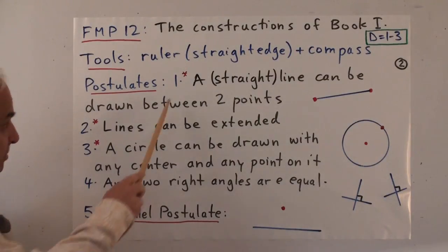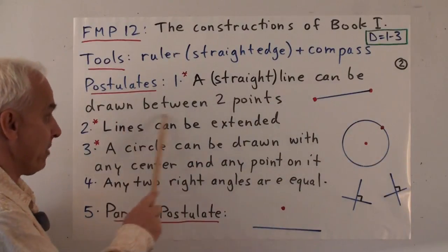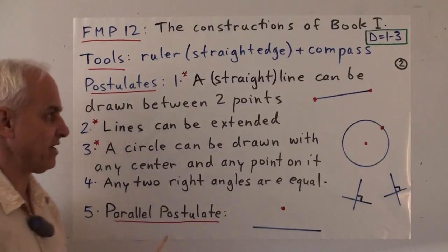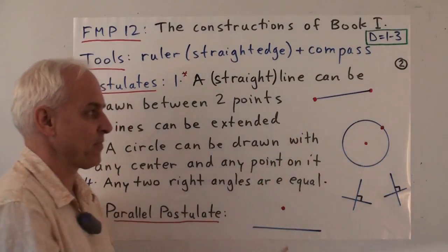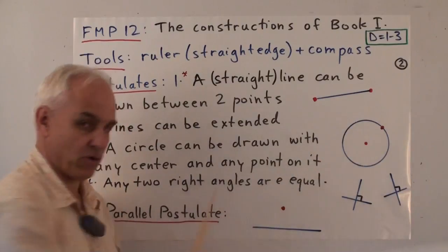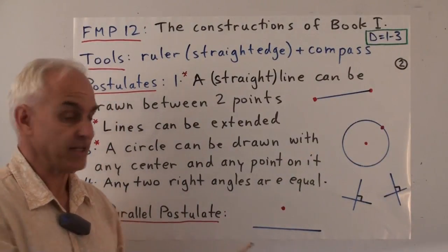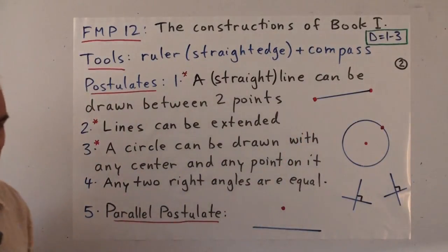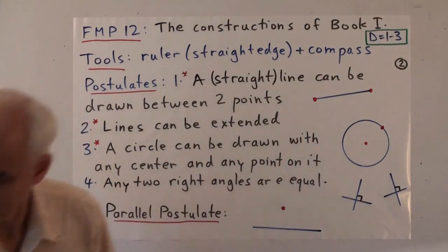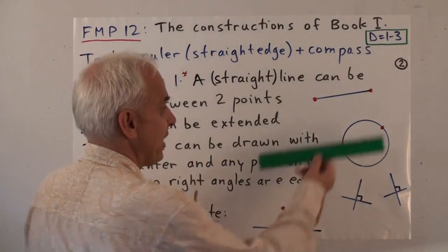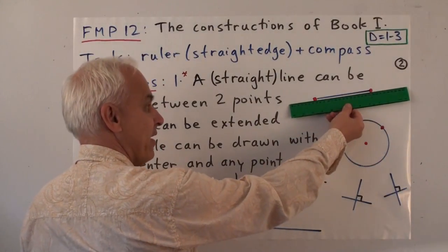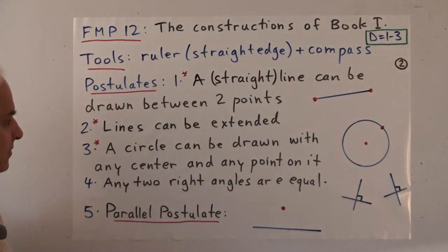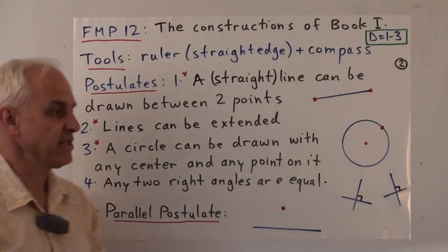So the first postulate is that a straight line can be drawn between 2 points. We're working in the plane. We assume we have a definition or an understanding of points, of lines, of circles. And the first postulate says that if we have 2 points, like these two here, then we can draw a straight line between them. And we know how to do that. We use our straight edge, we place the straight edge on the 2 points, and then we take our pen and connect them.